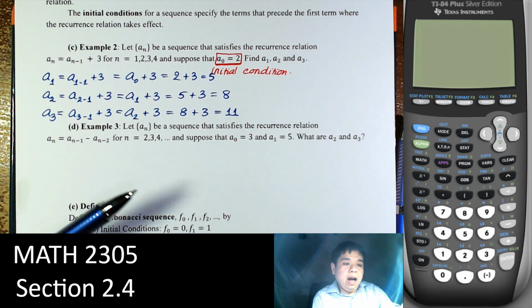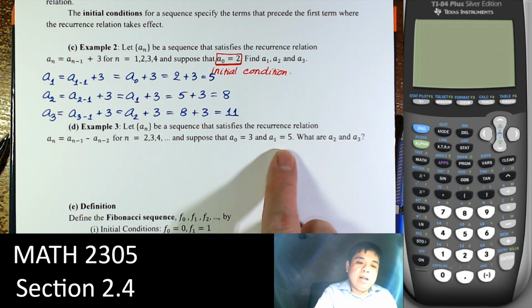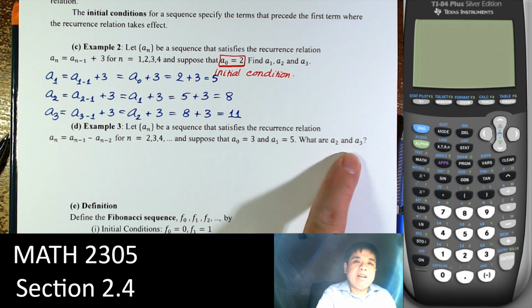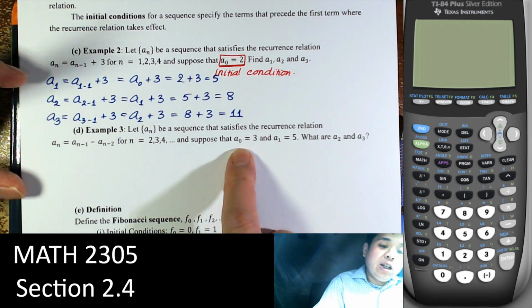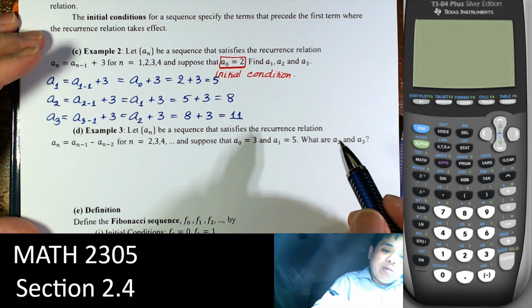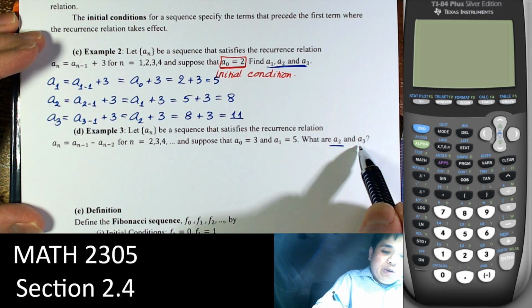Next, let the sequences A and B satisfy the following recurrence. We have A naught equal to 3, A1 equal to 5. Now let's try that. So we have A naught and A1 already. Now the question asks for A2 and A3. So this is the question from earlier. Now we answer for A2 and A3.